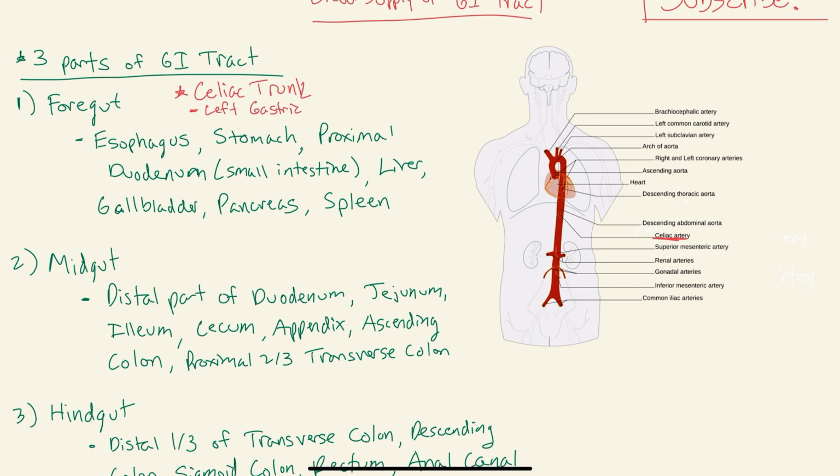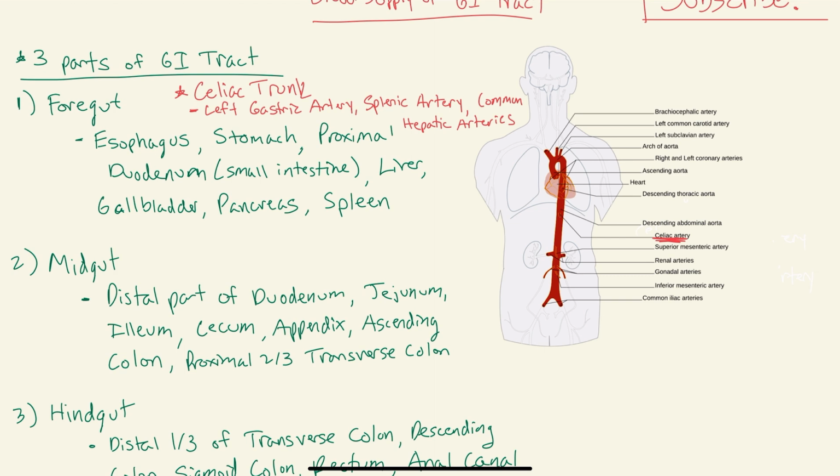left gastric artery, the splenic artery, and also the common hepatic arteries. As you say, the left gastric artery is going to supply the stomach, splenic artery is going to supply the spleen, common hepatic artery is going to supply the liver. So that is the celiac artery there, celiac trunk.